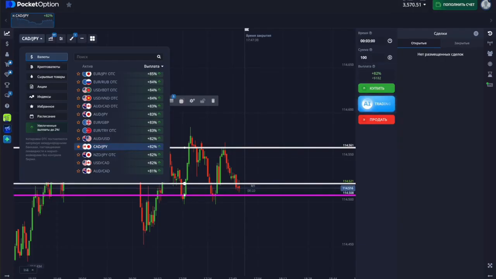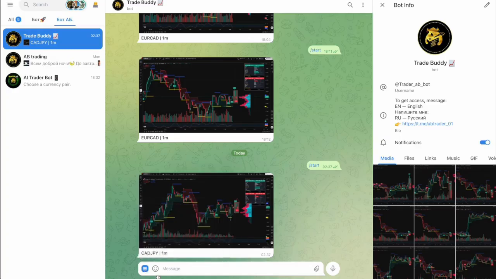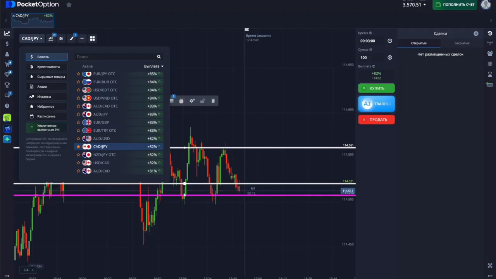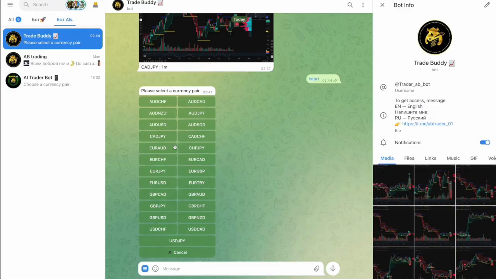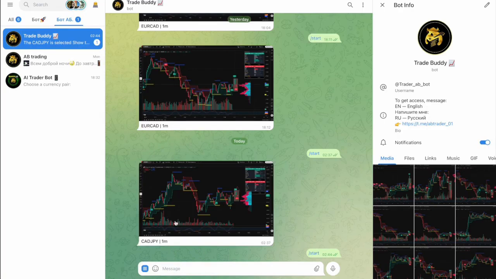By the way, I forgot to mention at the beginning: test everything on a demo account. I'm switching to Telegram. This is our team bot. It helps with analysis. I click on Start. I select a currency pair, Canadian dollar, Japanese yen. Simply put, that's CAD JPY. And I choose the time frame, M1. This time frame is enough for me to see what's happening in my case.